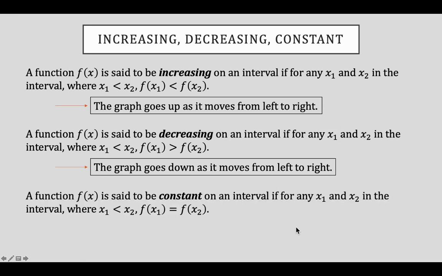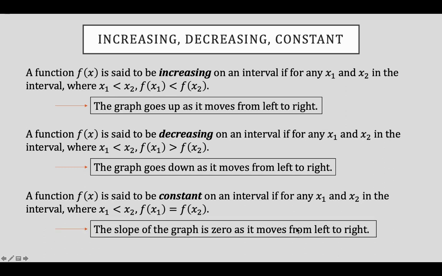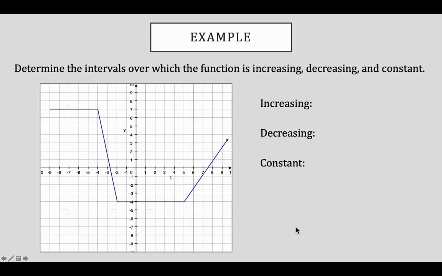And finally, we have constant. A function f of x is said to be constant on an interval if for any x1 and x2 in the interval where x1 is less than x2, f of x1 is equal to f of x2. A function is constant if the slope of the graph is 0 as it moves from left to right. What we are going to be dealing with is some horizontal part of a line. Let's see if we can look at some examples here, look at some graphs, and determine the intervals over which the function is increasing, decreasing, and constant.